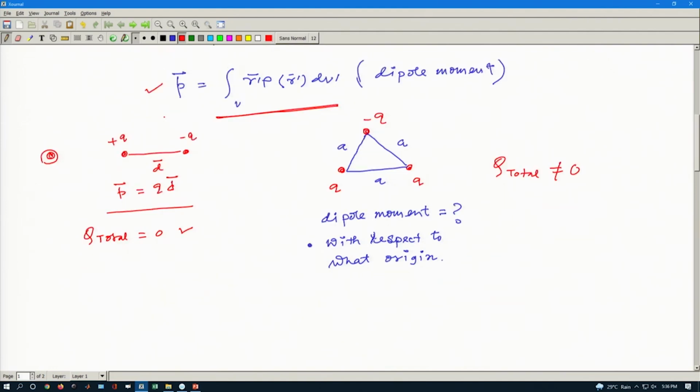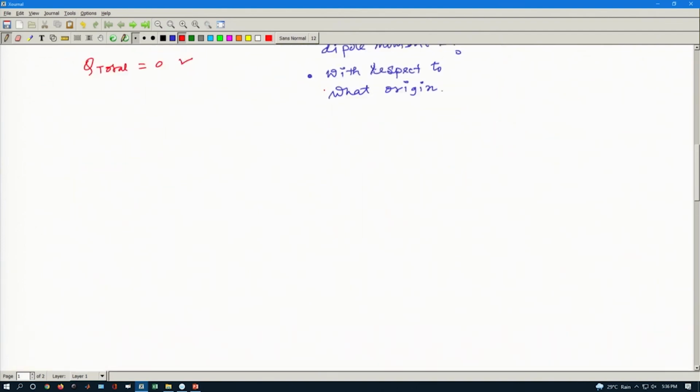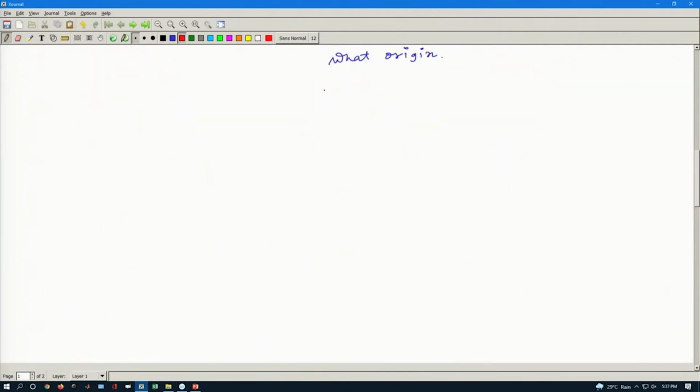Another important thing that we understand here is that if the total charge is not equal to 0, for example, here we have 3 charges, that means the total charge is not equal to 0, and then the question is asked what the dipole moment should be, the answer is not very straightforward. Because in that case you need to know with respect to what origin I need to calculate that, because it depends on the coordinate system. It depends on the coordinate system because the total charge is non-zero.